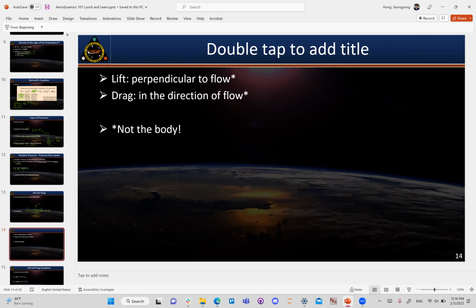Okay? Here's a very nitpicky point. If I'm being really nitpicky, here is the exact definition. Lift is whatever force is perpendicular to the flow, and drag is whatever is in the direction of the flow.